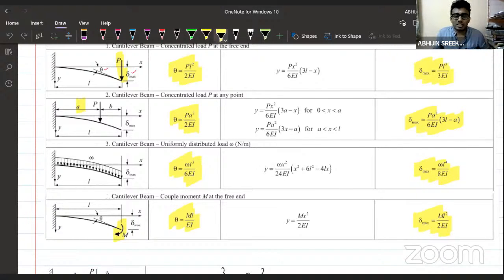Slopes and deflection for simply supported beams. So remember these standard results. This is going to fetch you 1 or 2 marks in the GATE exam. You should know how to apply these results. So just take a screenshot of these things.